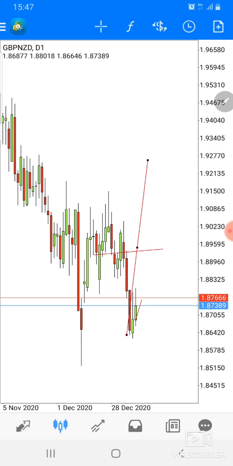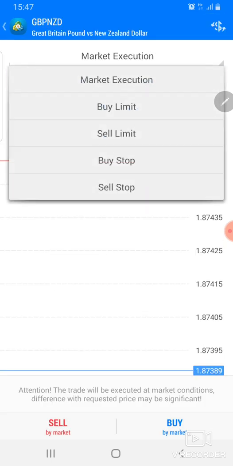Okay, so that's all the basic things, that's the only thing that you can do in the market. Buy limit, sell limit, buy stop and sell stop, or market execution.